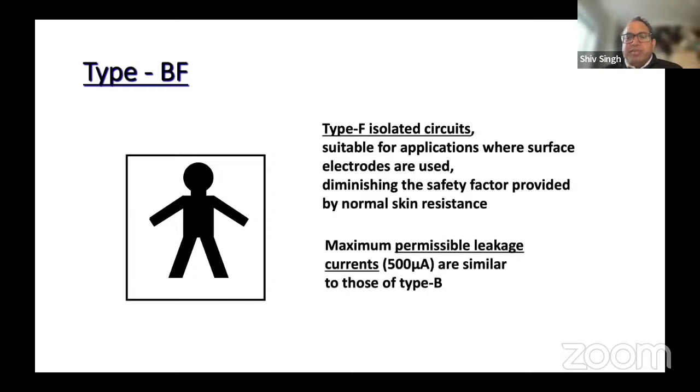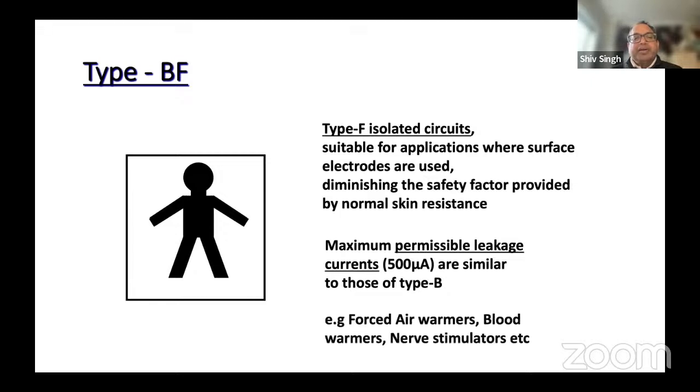The maximal permissible leakage current in this one is also 500 microamps as in B, but the only difference is that these machines use isolated circuit. That is circuit which is floating or which is free of earth. So that is type BF. And forced air warmers, blood warmers, nerve stimulators, these all can be type BF.